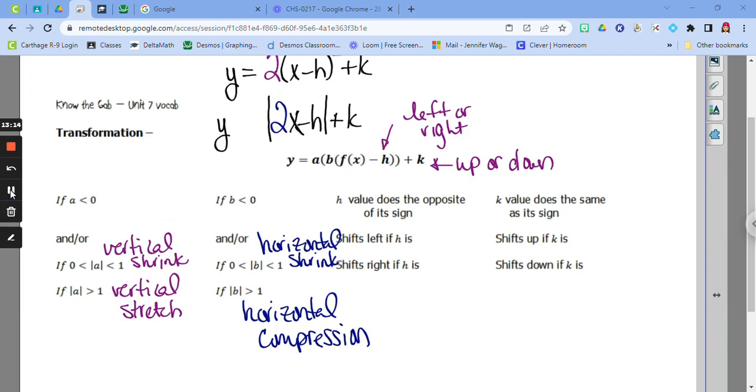Okay? The other thing is if I made one of those negative, where it reflects. Okay? So it's either going to reflect over the x-axis or over the y-axis. So if I made this 2 negative out here, that's going to have it from opening up to now opening down. It just went over the x-axis.